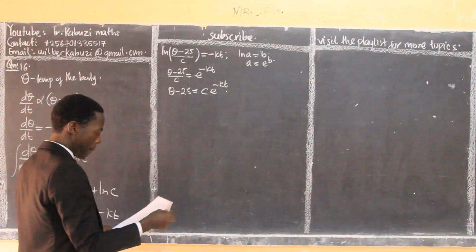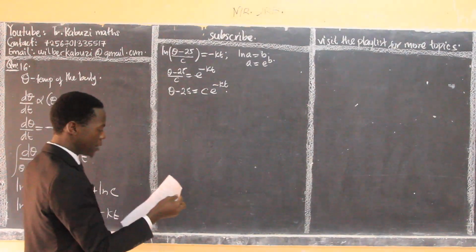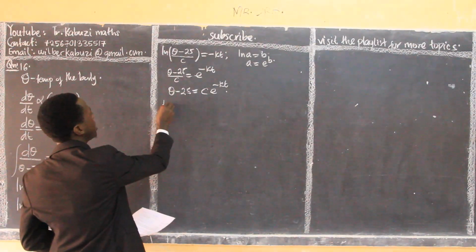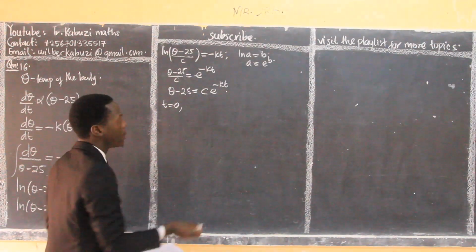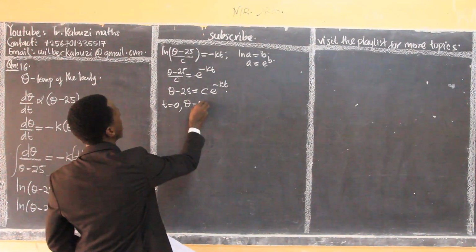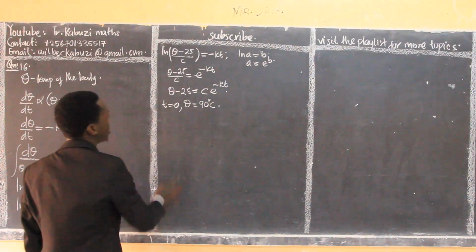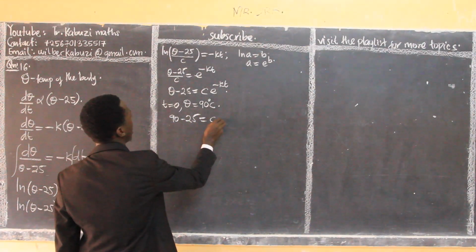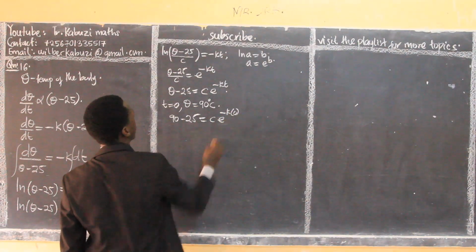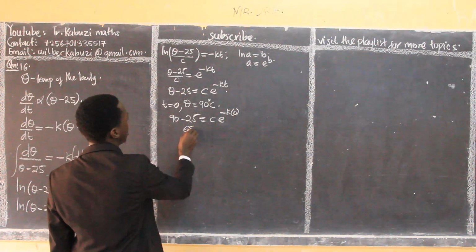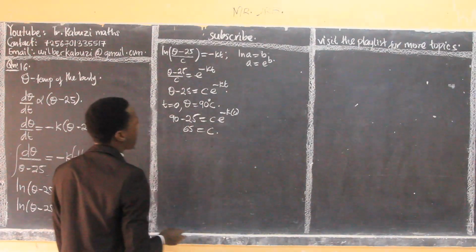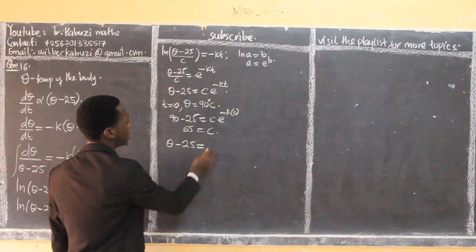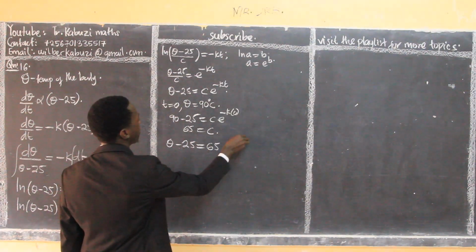So they're telling us that after 6 minutes, the temperature of the body dropped from 90 to 60. Meaning before 6 minutes, when t is 0, the temperature of that body was 90 degrees Celsius. So putting here, I have 90 minus 25 equals c e to the negative k into 0. So you can easily see my c is 65. Substituting back there, I have theta minus 25 equals 65 e to the negative kt.